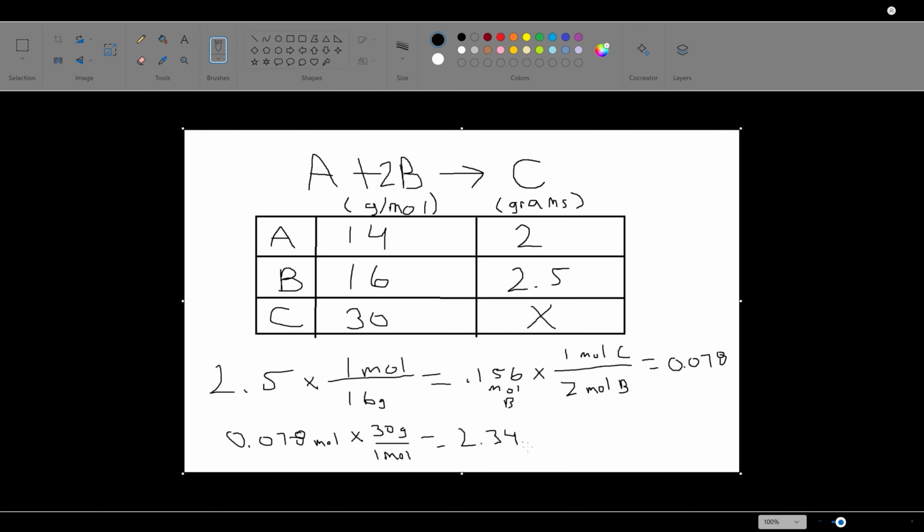So that's something you got to keep in mind when dealing with these reactions. And that's about it. Percent yield, limiting reactant, mole to mole conversion. Yeah, I think that's it.